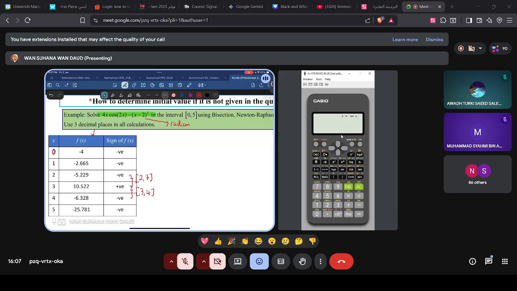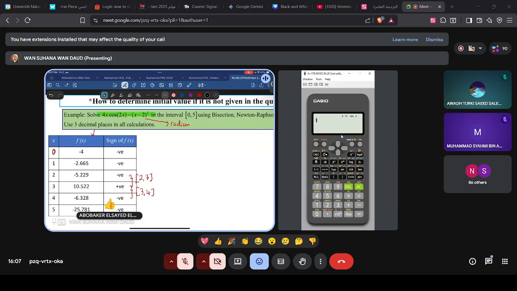In between the interval 2, 3, and also 3, 4. So there are two solutions in between 0 and 5, with sub-intervals 2, 3 and also 3, 4. Is it clear? Okay, because there is a different sign occurring. Clear?